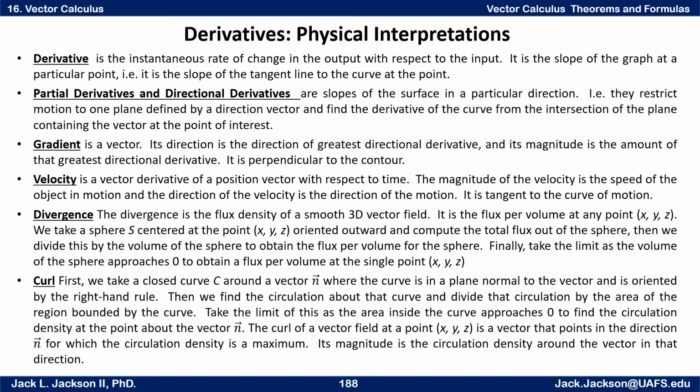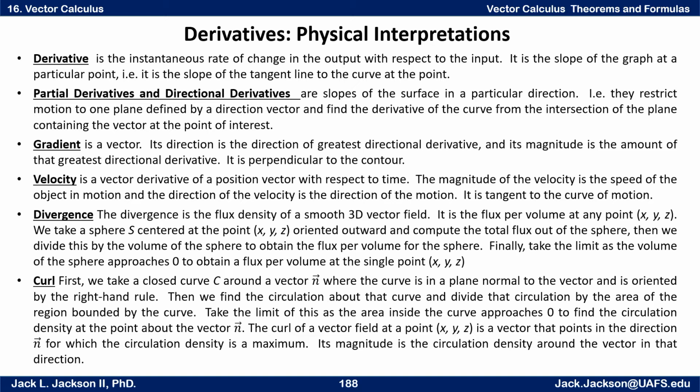The divergence is the flux density of a smooth 3D vector field. It's the flux per volume at any point. Basically what we do is we take a sphere centered at the point, oriented outward, and compute the total flux out of the sphere. Then we divide this by the volume of the sphere to obtain the flux per volume, a flux density. Finally, we take the limit as the volume of the sphere approaches zero to obtain the flux per volume at a single point, and that's the divergence at that point. Notice it's a scalar.